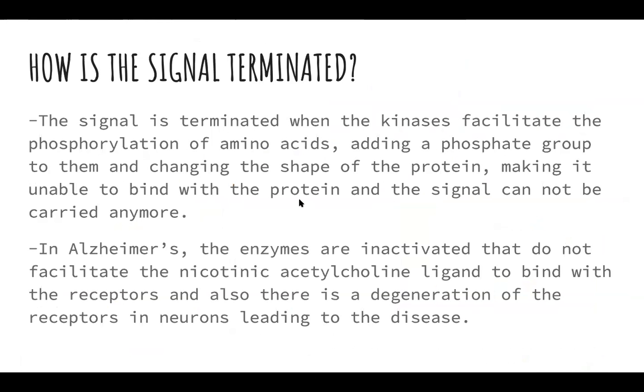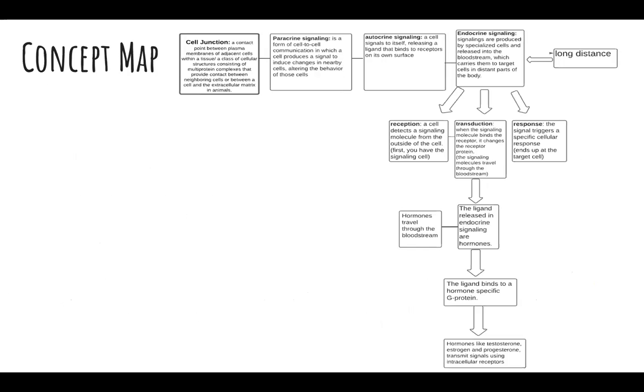And then how is the signal terminated? It is terminated because it is unable to bond with other proteins, so the signal could not carry anymore, so it just dies off. In Alzheimer's, the enzymes that do not facilitate with the nicotinic acetylcholine ligand and bind with the receptor are inactivated, and also there's degeneration of the receptor in neurons leading to the disease.